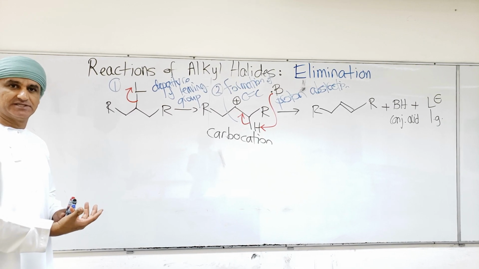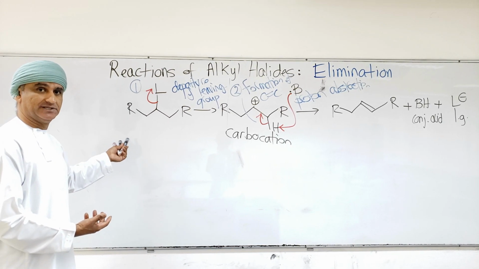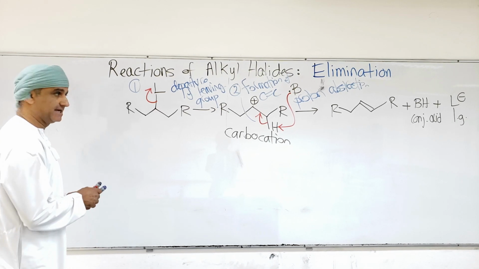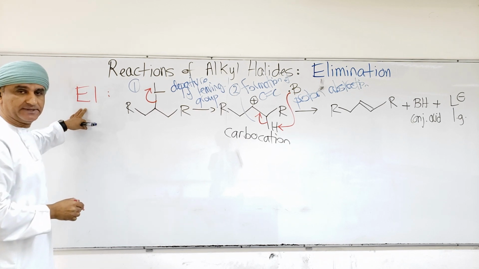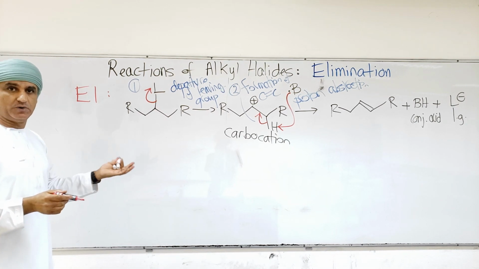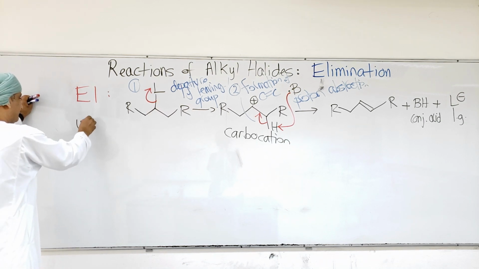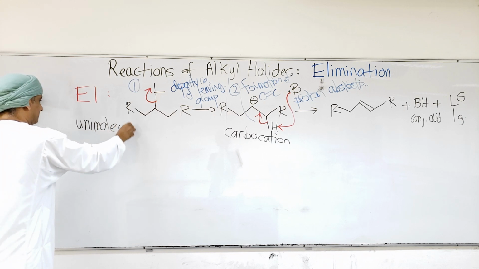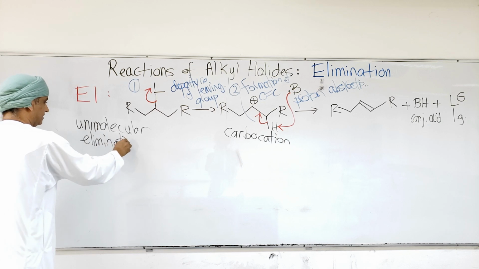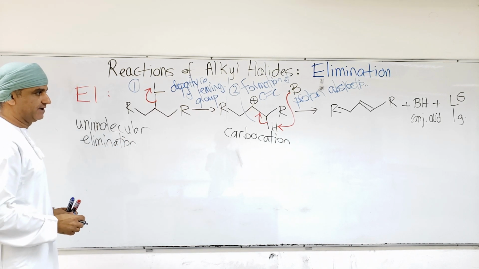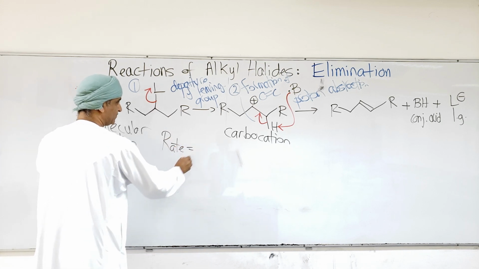If it's two-step elimination, then the kinetics will be first order. So therefore, in an analogous way to E2, the type of mechanism here should be E1. E for elimination, 1 for unimolecular or first order. So this could refer to unimolecular elimination mechanism.